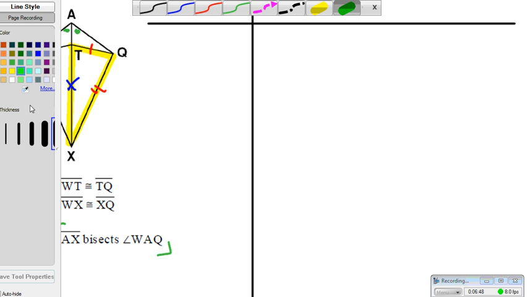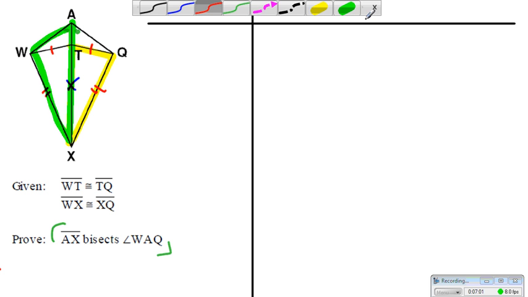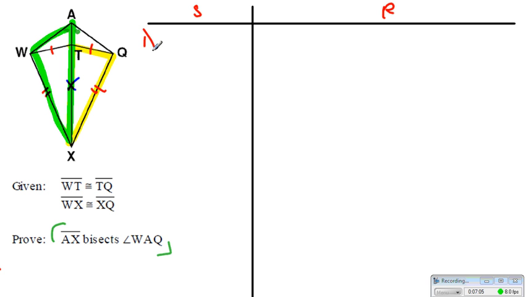In other words, I'm ultimately looking for proving triangle AXW. That's what I'm looking for. All right, let us get going. So here will be the reasons, and this will be the statements. First statement, like usual, we're going to assume that this has been written right over here, and then the reasoning will be the given.